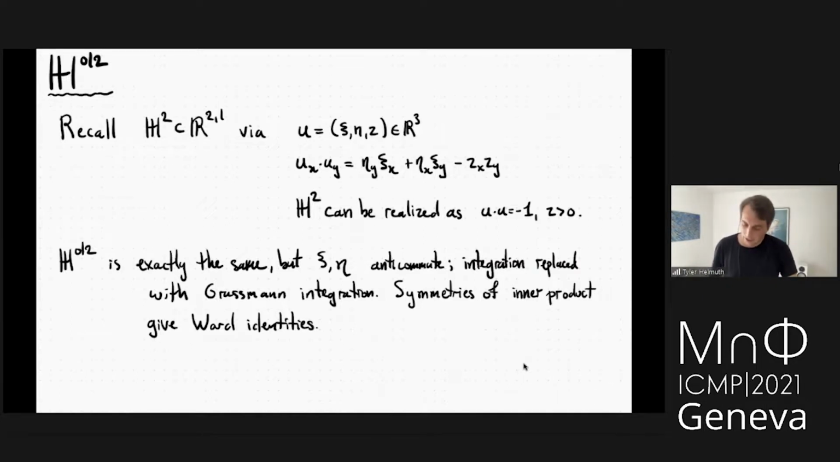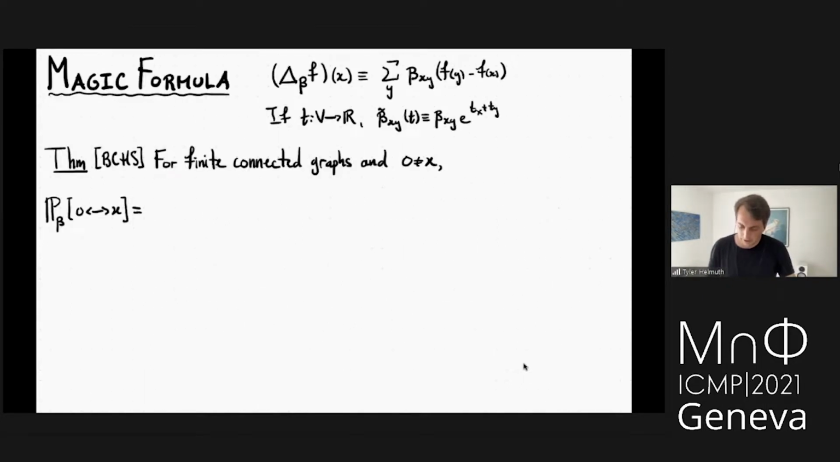Okay. So for those of you who don't like Grassmann algebras, or don't like them yet, here's another way to see the continuous symmetry. And it's the magic formula from the title. So this is going to be a formula for the probability two sites are connected in the arboreal gas. And it's a formula that's true for any finite connected graph of distinct vertices.